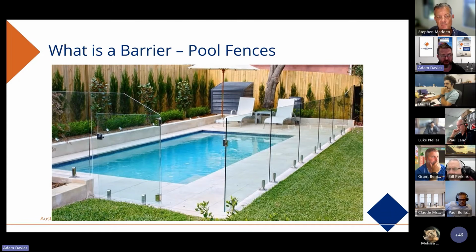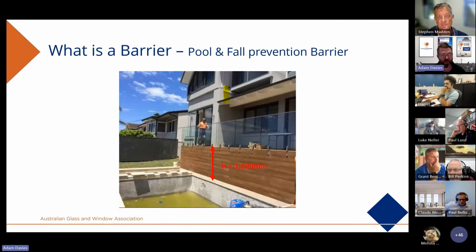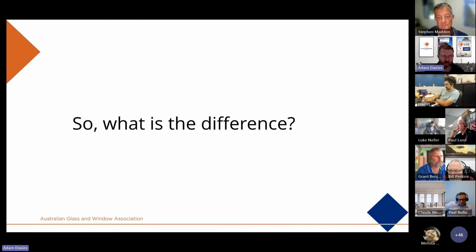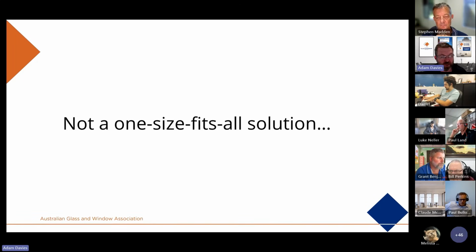And in some very specific circumstances, it can be both a pool barrier and a fall prevention barrier. In this particular case, specifically where the height is less than 1.8 metres, it needs to comply with the requirements of 1926 and Section 7 of 1288. So what is the difference? Well, fundamentally, it's not a one-size-fits-all solution.